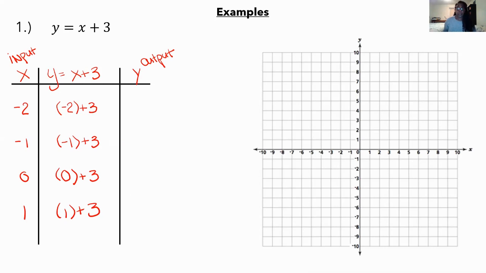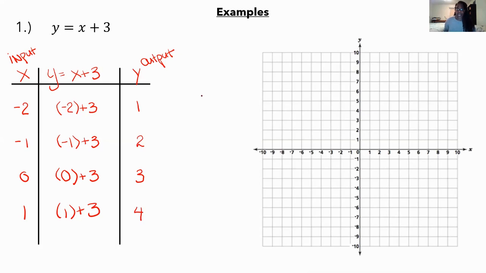So both signs are opposite. That means I'm subtracting. And then I'm going to take the sign of my largest value, which is 3. So I'm going to subtract. What's 3 minus 2? That gives me 1. So now I got -1 plus 3. Again, both signs are opposite. I'm taking the sign of my larger one and I'm going to subtract. What's 3 minus 1? That gives me 2. Now I got 0 plus 3, which gives me 3. And I have 1 plus 3, which gives me 4.